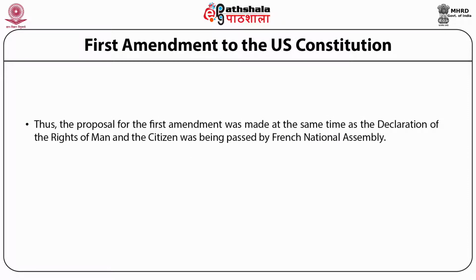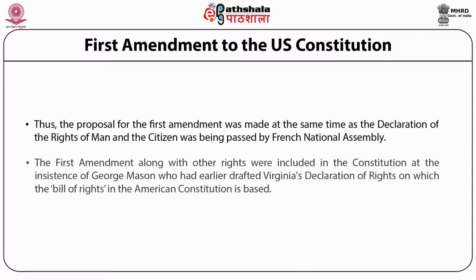The proposal for the First Amendment was made at the same time as the Declaration of the Rights of Man and the Citizen was being passed by the French National Assembly. The First Amendment, along with other rights, was included in the Constitution at the insistence of George Mason. George Mason had earlier drafted Virginia's Declaration of Rights, on which the Bill of Rights in the American Constitution is based. The Bill of Rights is a set of the first few amendments to the US Constitution.